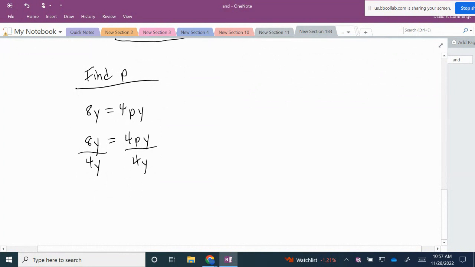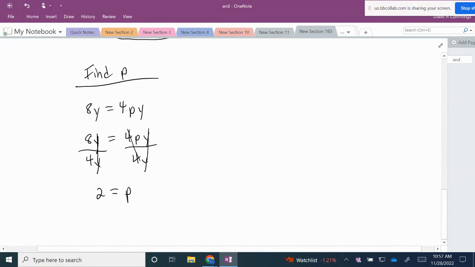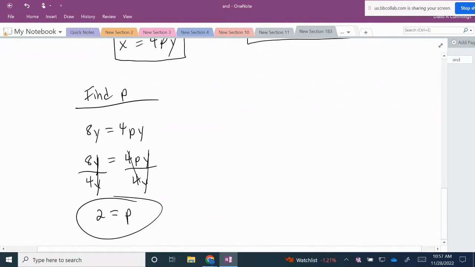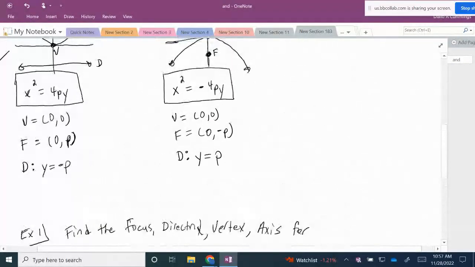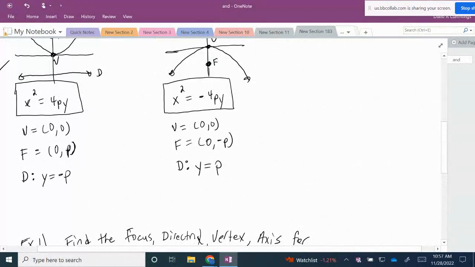So 8y divided by 4y, my y's are going to cancel. 8 divided by 4 is 2. And on my right hand side, the 4 and the y are going to be canceled. So I have p is equal to 2. So now once I found p, I can substitute p into the vertex, focus, and directrix.